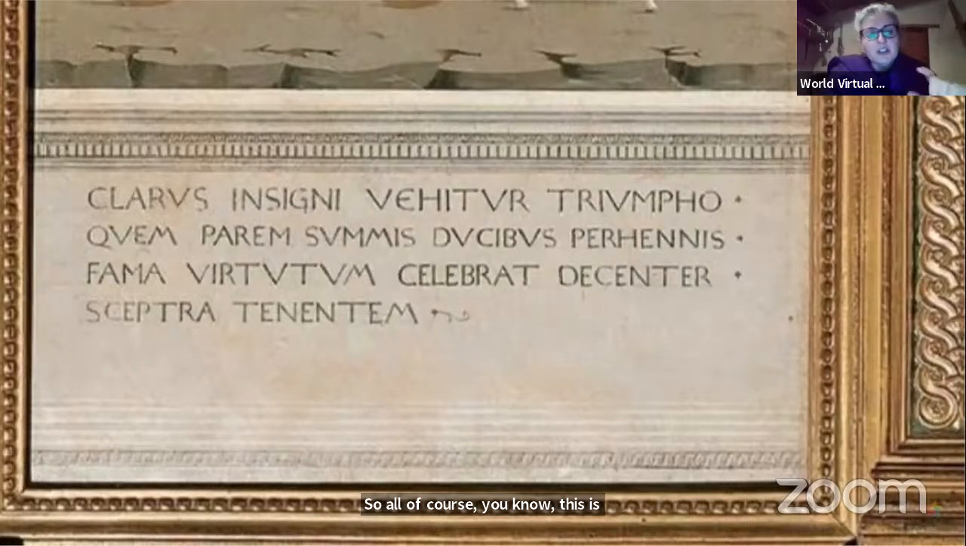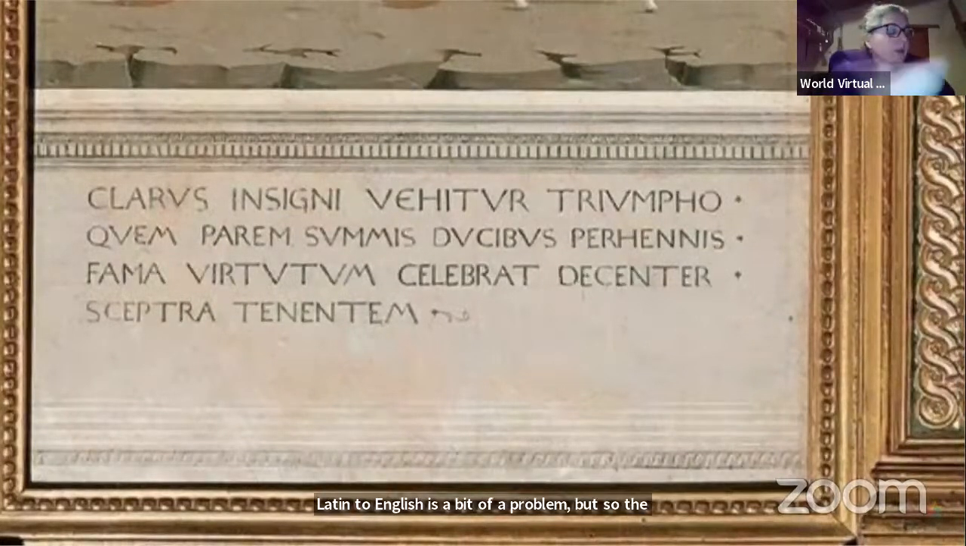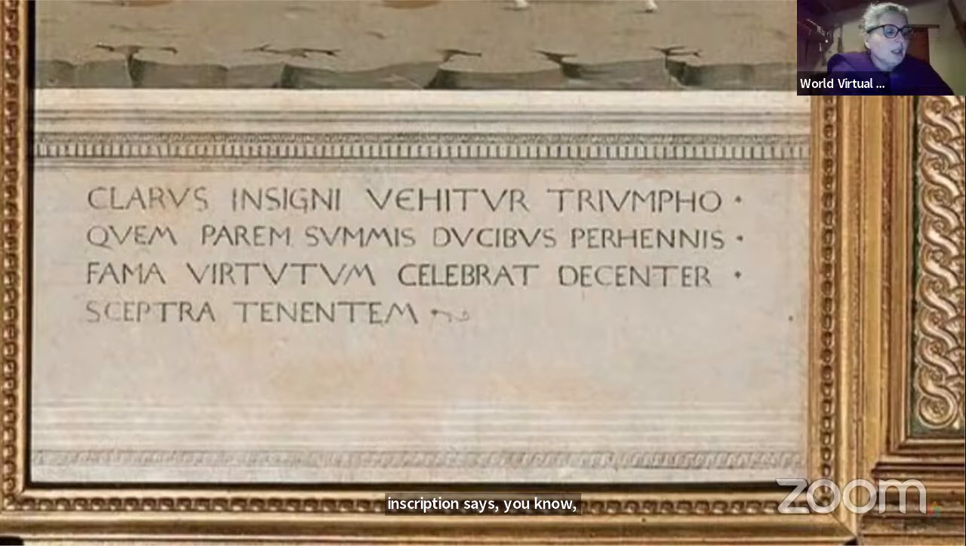And then underneath there is a text. Because Latin to English is a bit of a problem, but the inscription says, the famous one, of course, Federico is drawn in glorious triumph, and he's equal to the supreme old captains. And the fame of his excellence fitly celebrates as he holds his scepter. So that is this inscription.